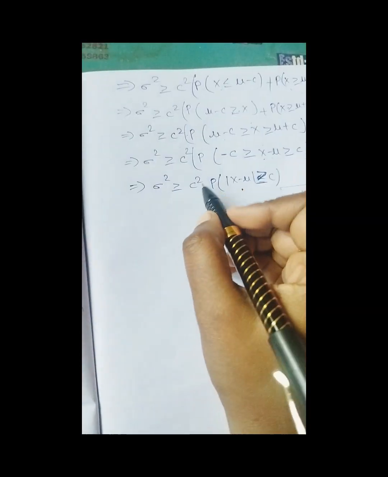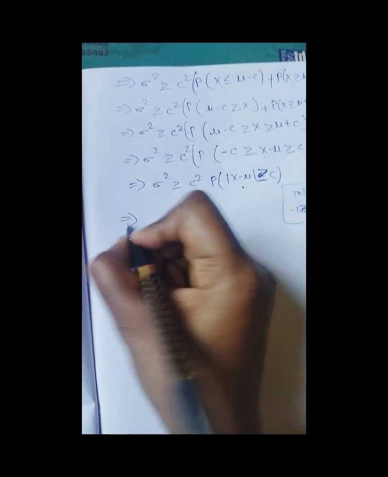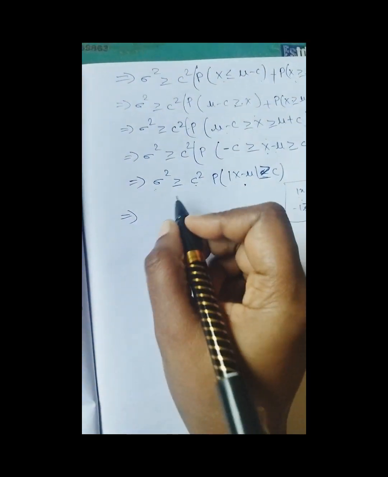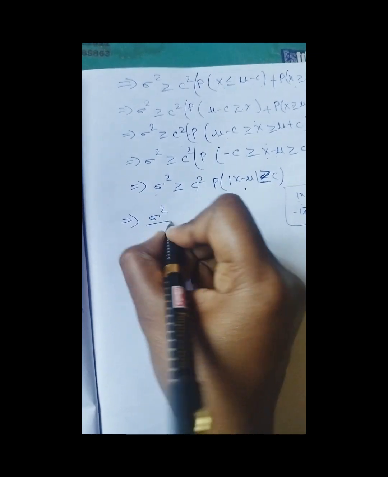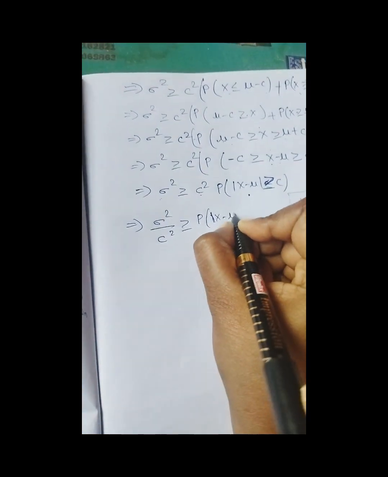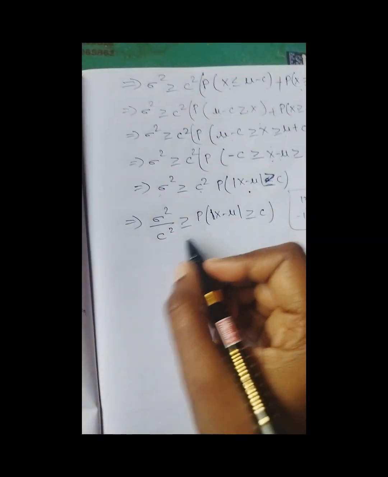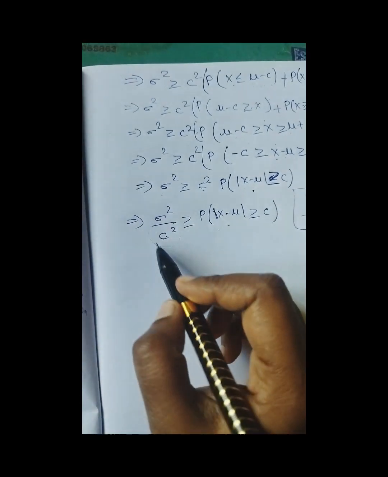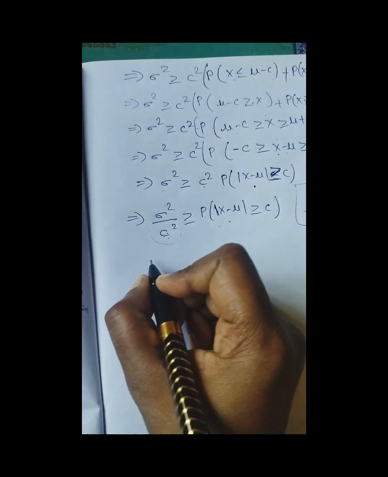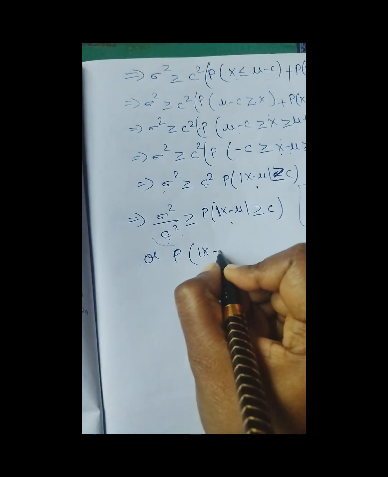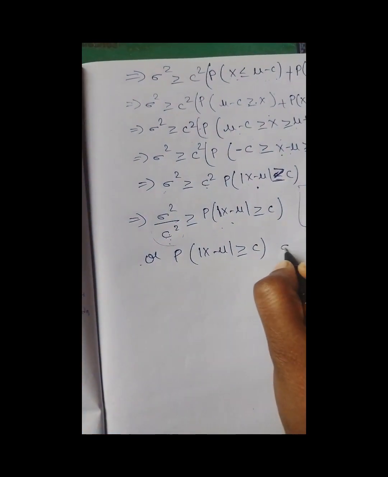Next, send the c square to the left hand side. Now if you send this c square to the left hand side, it becomes what? By c square. So sigma square by c square greater than or equal to probability of mod x minus mu greater than or equal to c. Now from these two, which term is greater? This term is greater, sigma square by c square. Now can I write this as, you can leave till here, or probability of mod x minus mu greater than or equal to c, sigma square by c square.